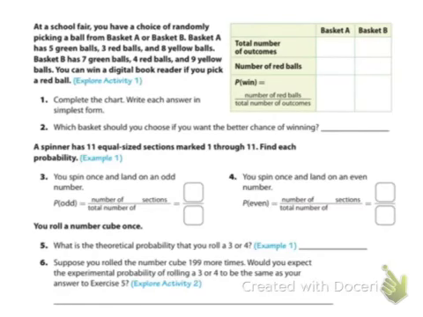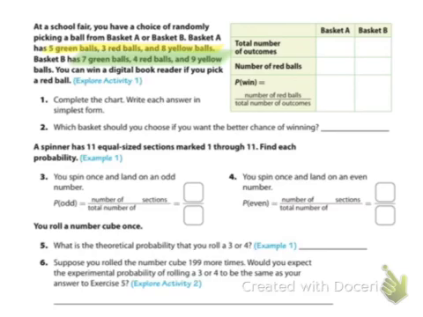Let's take a look at this problem. At a school fair, you have a choice of randomly picking a ball from basket A or basket B. Basket A has 5 green balls, 3 yellow balls, and 8 yellow balls. Basket B has 7 green balls, 4 red balls, and 9 yellow balls. You can win a digital book reader if you pick a red ball.